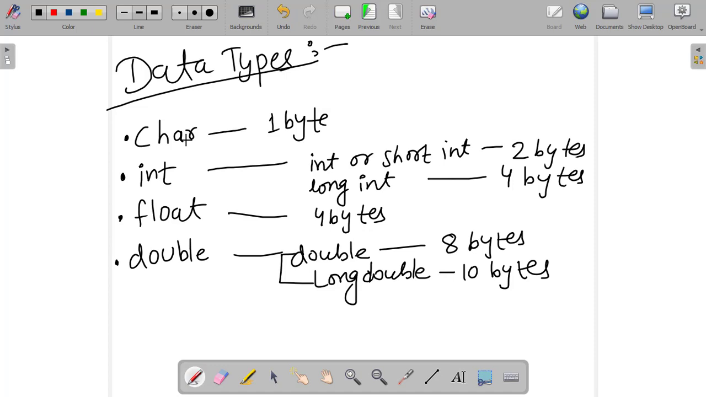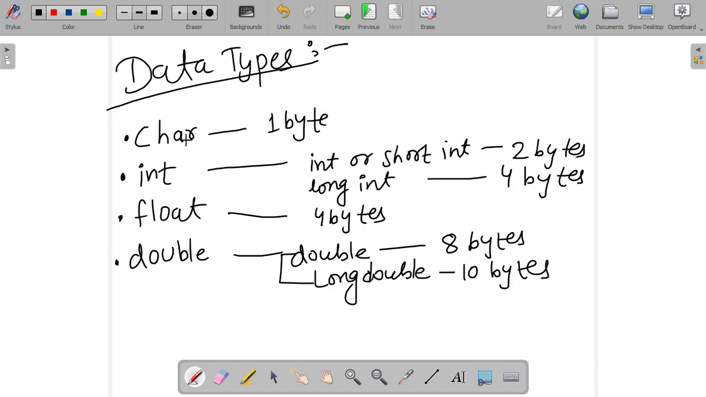For the sake of understanding, character simply means any alphabet. Int means integer value, like any number which we want to store, it falls under integer. Integer means a collection of negative numbers, positive numbers, and 0. This is all integer, so this is applicable via int type. If we write int, it indicates that it is of integer type.